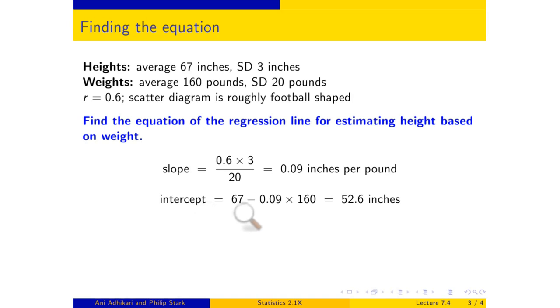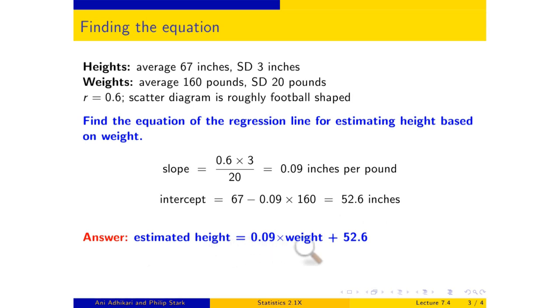And the intercept is the average of y minus the slope times the average of x. So the average of x is 160 pounds. The slope is 0.09 inches per pound. So when you multiply, you get inches. And once you've done the calculation, you have 52.6 inches as your intercept. So what's the equation? The equation is that your estimated height is 0.09 times the given weight plus 52.6. That entire thing is your answer, because you are asked for an equation, and so you'll present an equation as the answer.